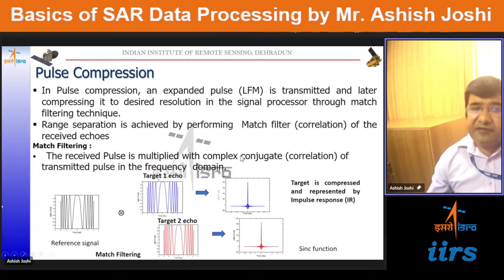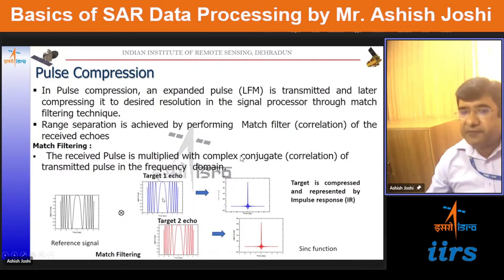So what is the matched filtering? If this is a reference signal, and we have two targets, the echo means the first LFM we are getting from the first target. Then we just have to multiply this signal with the complex conjugate. The received pulse is multiplied with the complex conjugate of the transmitted pulse in the frequency domain. If we multiply this, then you can see a very sharp function.